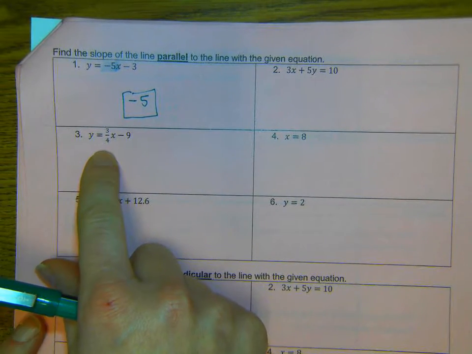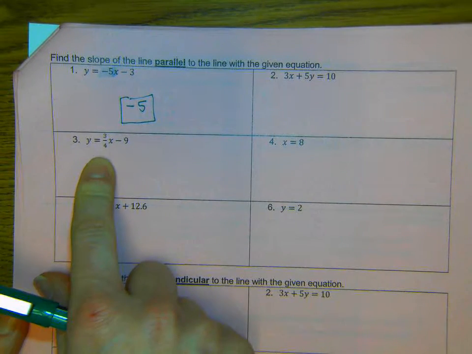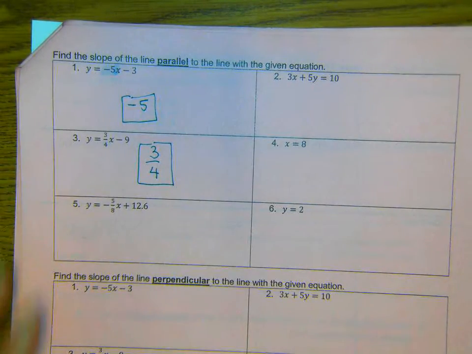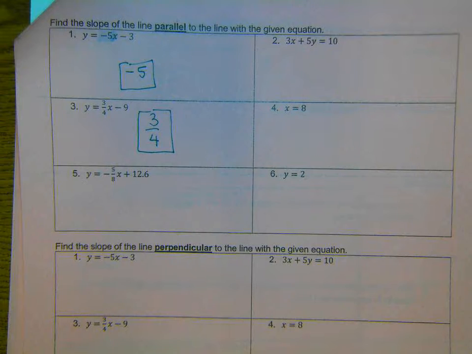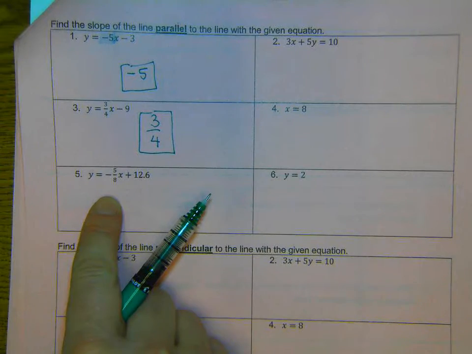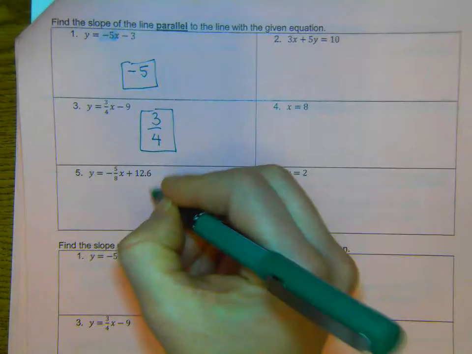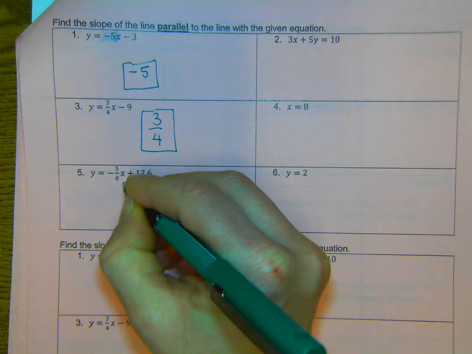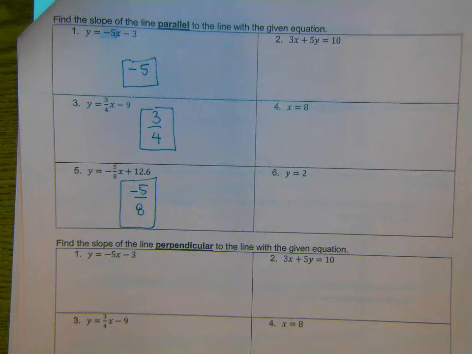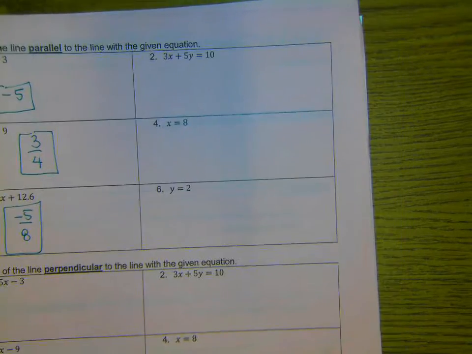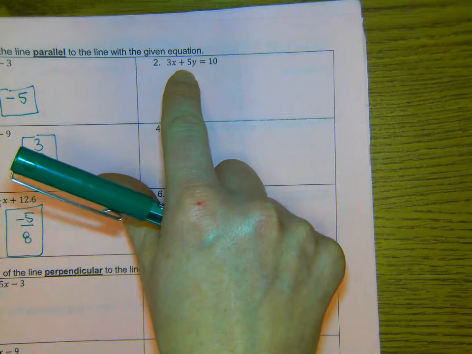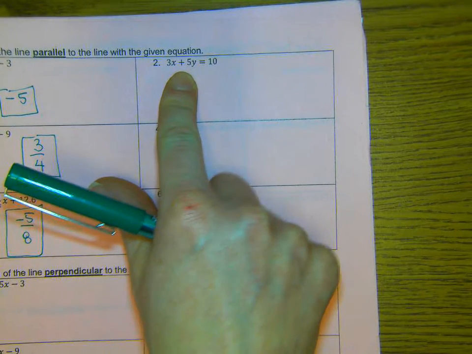So what's the slope in number 3? Yeah. 3 over 4. So what's the slope of the parallel line then? 3 over 4. And number 5. What's the slope of this line? Yep. So what's the slope of the parallel line going to be? Alright. Are there any others that are in slope-intercept form in this section? No. No. Okay. So let's talk about how to do some of these other ones.